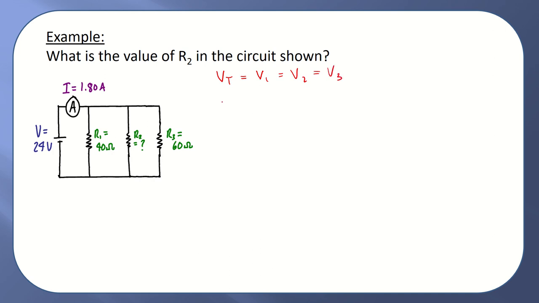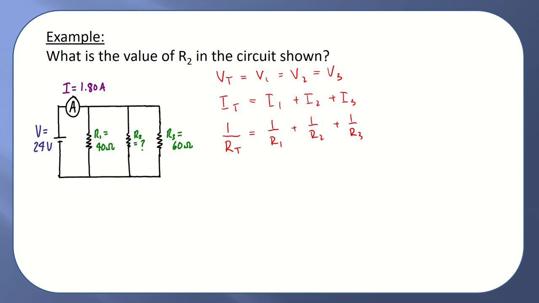Now for the currents, I total, we're going to have to add all the currents. We have three resistors, so we have three ways for the current to split. So we're going to have I1 plus I2 plus I3. And for the actual resistors, we're going to have the reciprocal. So that's the only tricky part here. So 1 over R total is going to be 1 over R1 plus 1 over R2 plus 1 over R3.